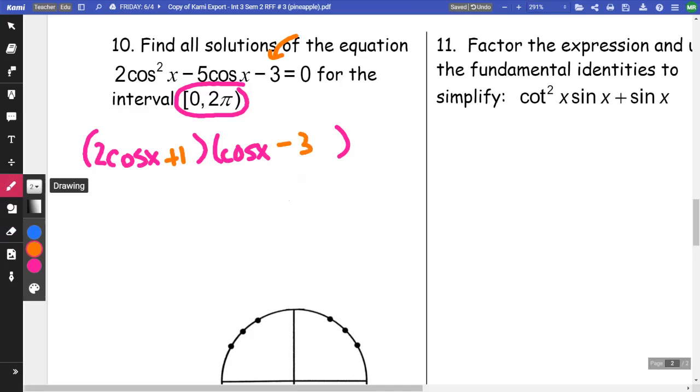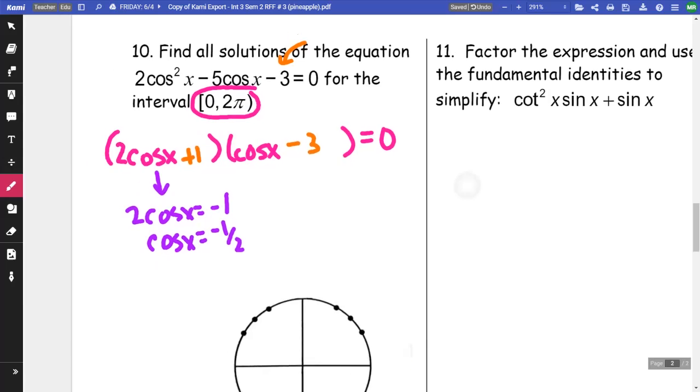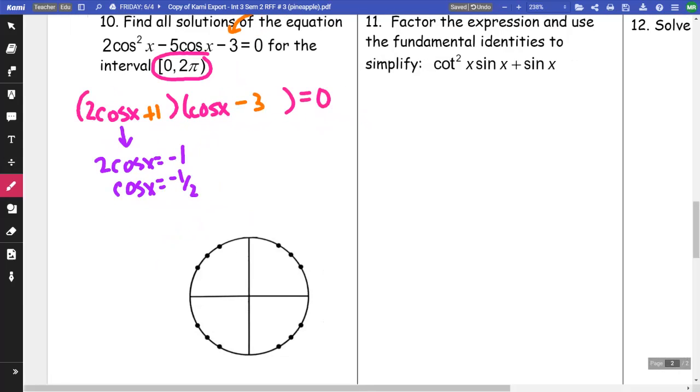Okay, so now this is equal to 0. Okay, so I'm going to be working out these two things. So here, I'm going to get 2 cosine x equals -1. So cosine x equals -1/2. Okay, so let's see all of those values from 0 to 2 pi. So cosine is your x. I want a -x, so it's going to be quadrants 2 and 3.